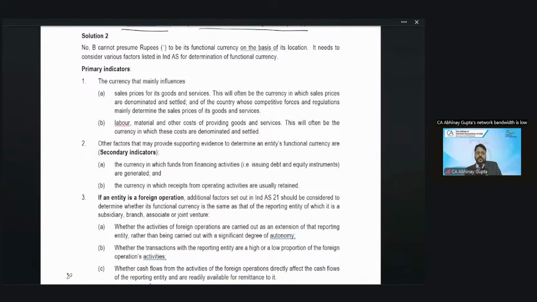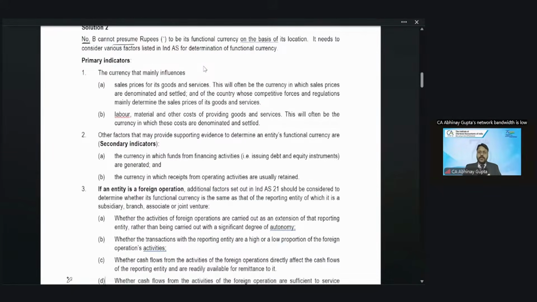So first of all, the question was whether the management can consider INR to be its functional currency, right? So our answer should be no. We cannot presume rupees as its functional currency on the basis of its location because it is operating in India. It doesn't mean that INR would be the functional currency. It needs to consider various factors under Ind AS for the determination of the functional currency. What are those various factors? One is the primary indicators, then the secondary indicators, and then the additional factors related to the foreign operation.